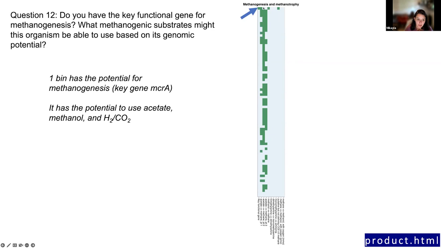We can see that this genome has the potential to use acetate, methanol, and H2/CO2. So it can be either a hydrogenotrophic, methylotrophic, or acetoclastic methanogen based on its genomic potential. We would need more information like a metatranscriptome or a metaproteome to infer what substrate was maybe the most likely. But since we're dealing with potential here, it has the potential to use all three types of methanogenesis substrates.